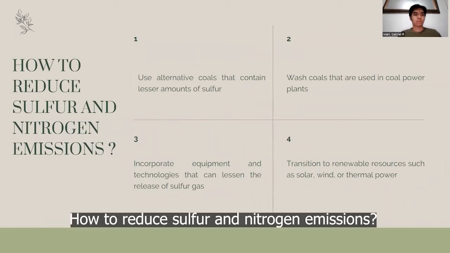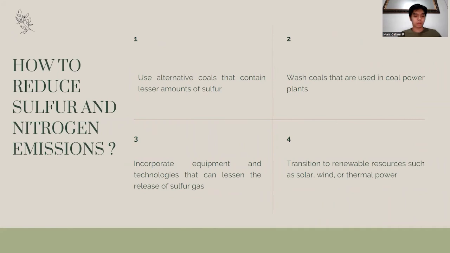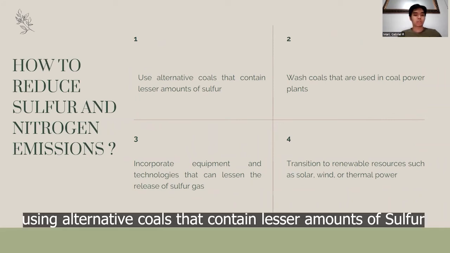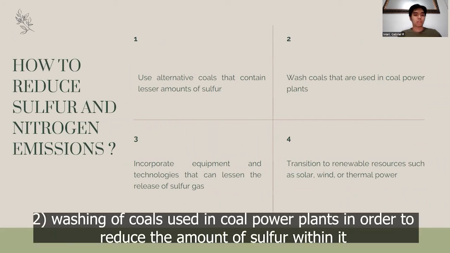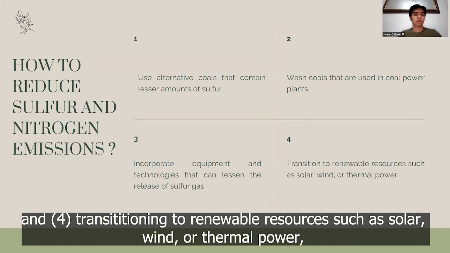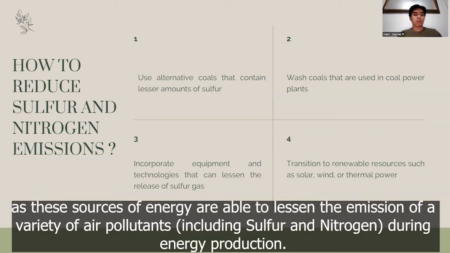So, how do you reduce the sulfur and nitrogen emissions? Some ways to reduce anthropogenic sulfur and nitrogen emissions include: 1. Using alternative coals that contain lesser amounts of sulfur. 2. Washing of coals used in coal power plants in order to reduce the amount of sulfur within it. 3. Incorporating equipment and technologies such as scrubbers, which can help lessen the release of sulfur dioxide gases from coal burning. And 4. Transitioning to renewable resources such as solar, wind, or thermal power. These sources of energy are able to lessen the emission of a variety of air pollutants, including sulfur and nitrogen, during energy production.